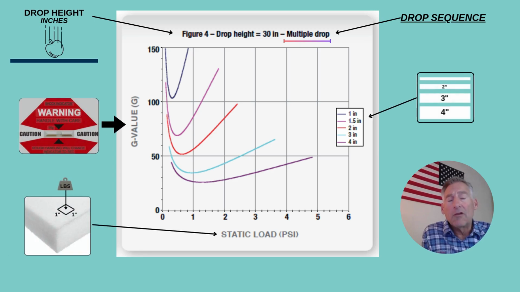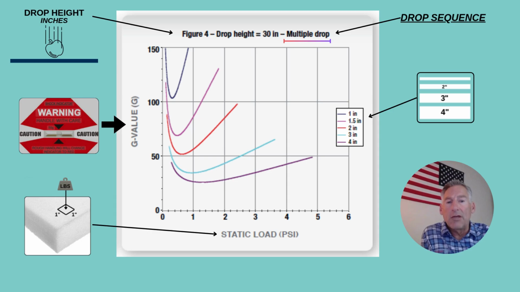Each cushion curve is going to give you a lot of information. The first bit it's going to give you is what the drop height was. It's also going to tell you what the sequence of drops was, whether it was drop 1 through 5. It will also tell you, based on the loading of 1 square inch of material, how many G's you will see upon impact from this specific drop height. So this specific drop height is 30 inches.